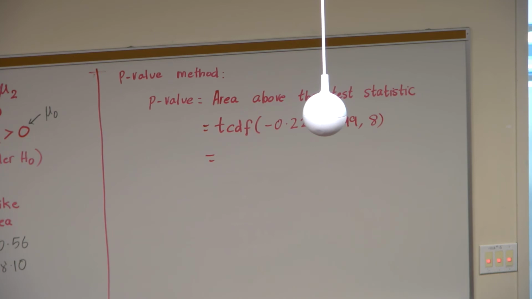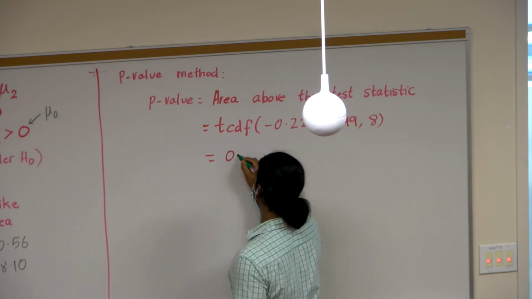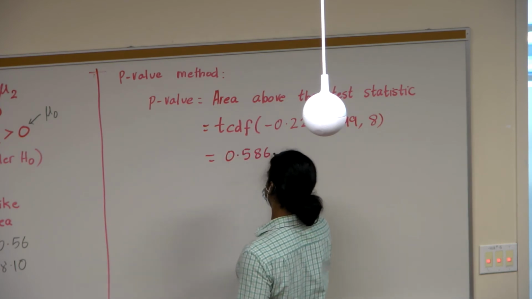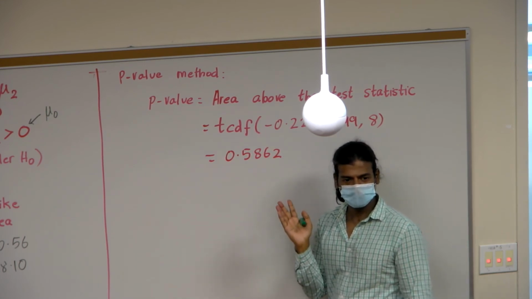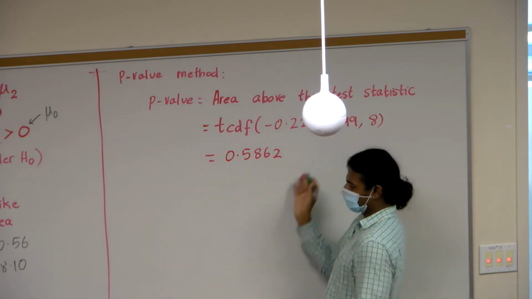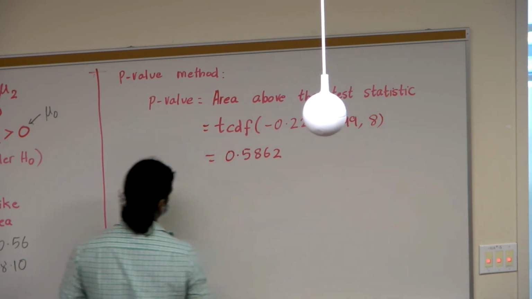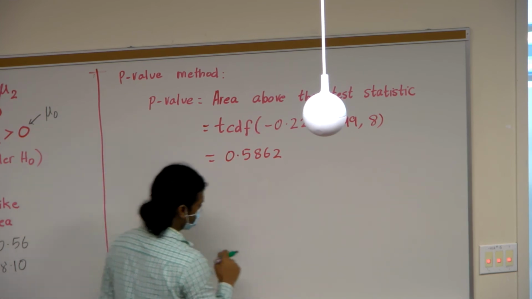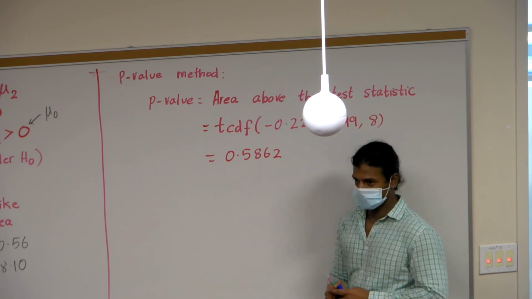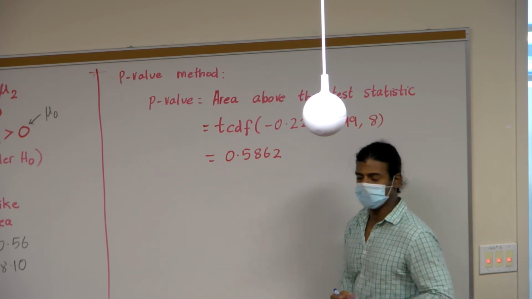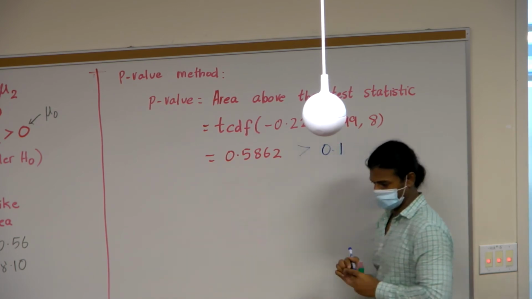What is that answer? 0.586. Is it bigger than 0.5? Even before we started doing this, we had an idea that it has to be bigger than 0.5. Okay, is that p-value less than the alpha that we set at the very beginning? No. The p-value is greater than 0.1, which is 10%.